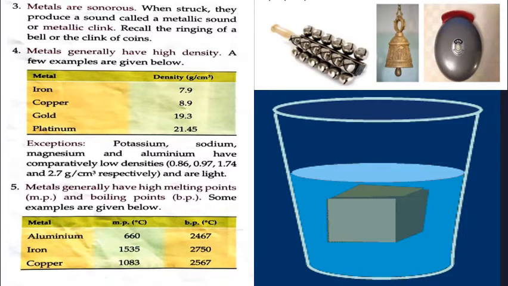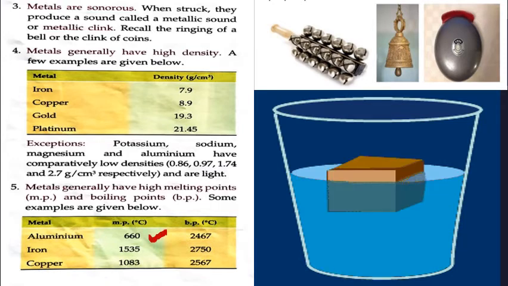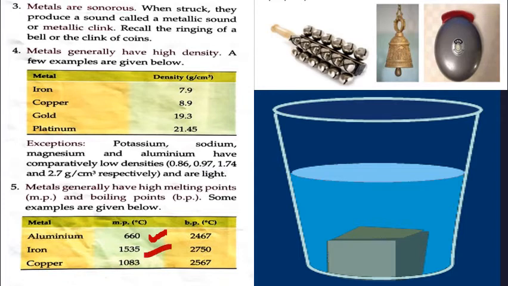You can see the examples of aluminium, iron, copper. See their melting points. 660 degrees Celsius, 1535 degrees Celsius, 1083 degrees Celsius. These are very high melting points and these can't be achieved very easily.